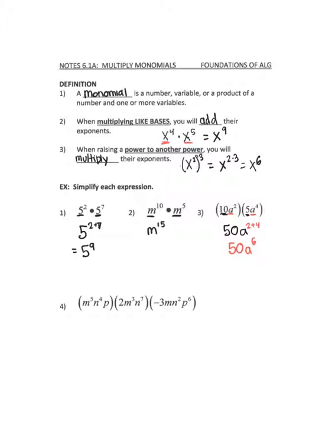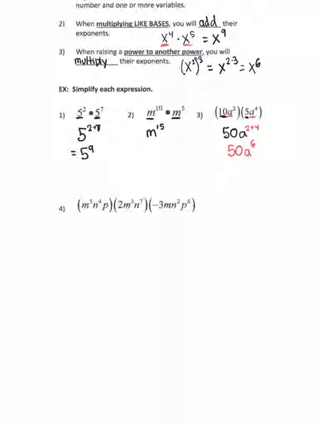Okay, another example, number 4. If we have all of our numbers out front, so I'm going to have a 1 out front here, 1 times 2 times a negative 3. I'm going to start with those. 1 times 2 times negative 3 gives me negative 6. Then I'm going to multiply all my m's together. I have m to the 5th times m to the 3rd times m to the 1st, so there's a 1 up there. That gives me m to the 5 plus 3 plus 1.